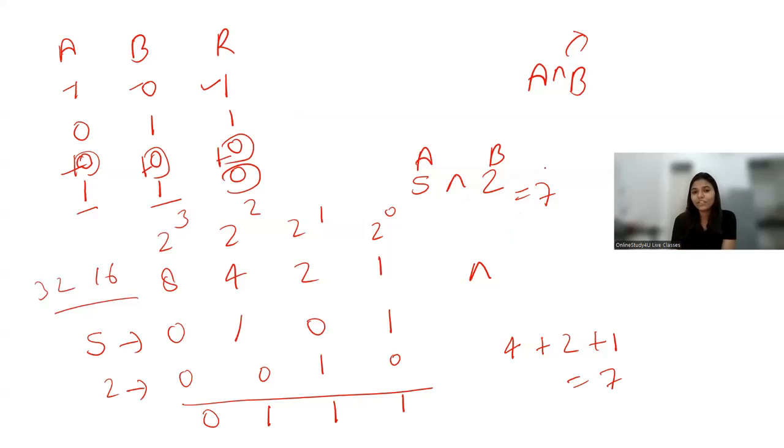Now suppose I need to take 5 bitwise AND 2. Again I need to convert them into binary, which we have already done. Now we have to perform the AND operation. So the AND truth table is, let me make it here.